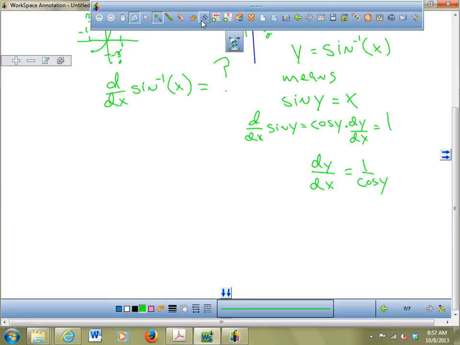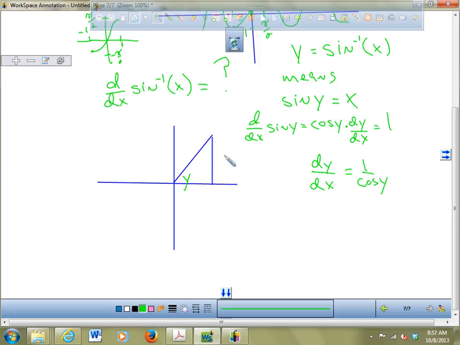Now I'm going to draw a picture. In this book they don't draw any pictures, but I like this picture method. It's a lot easier to visualize. If this is your angle y right here, and sine of y equals x, what's sine equal to? What over what? Opposite over hypotenuse. How do I find this side?